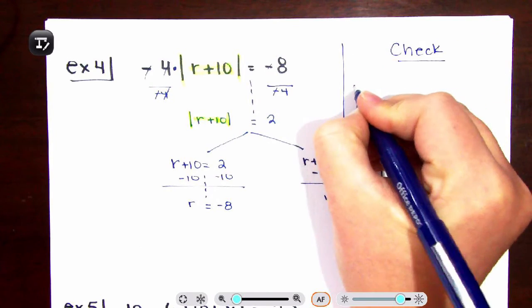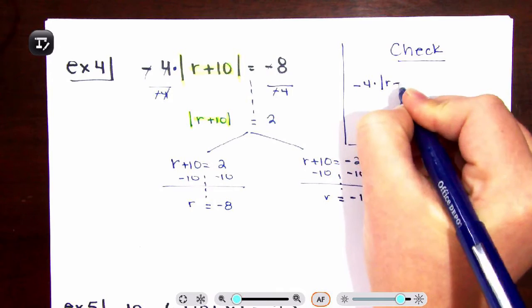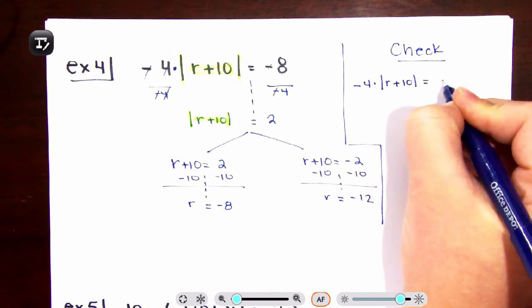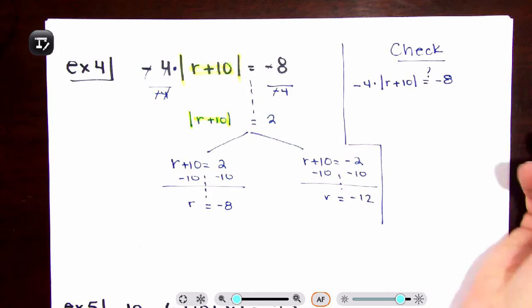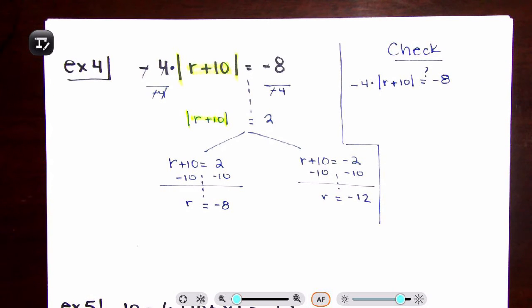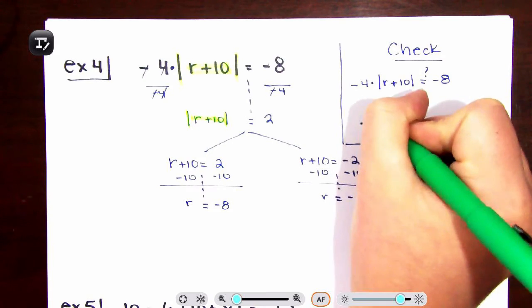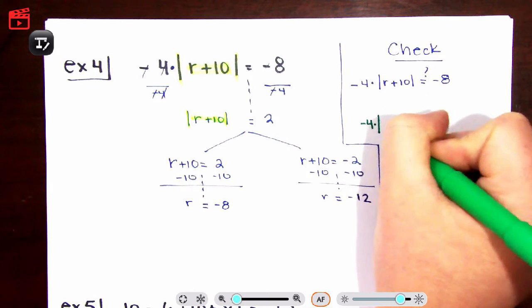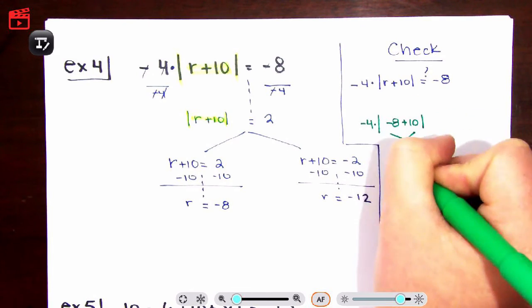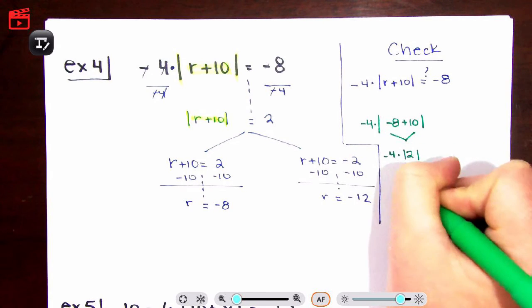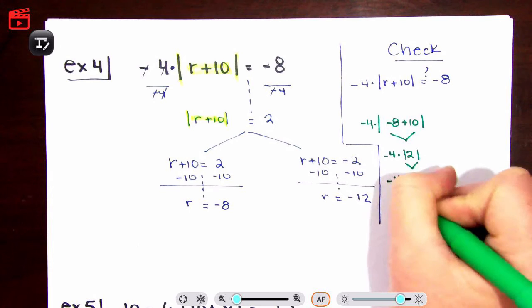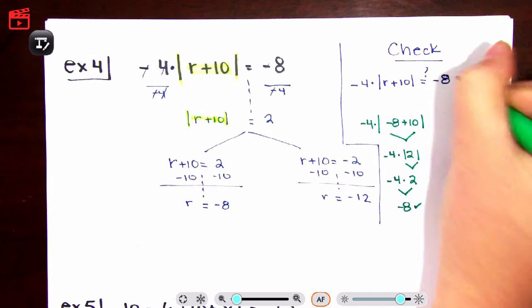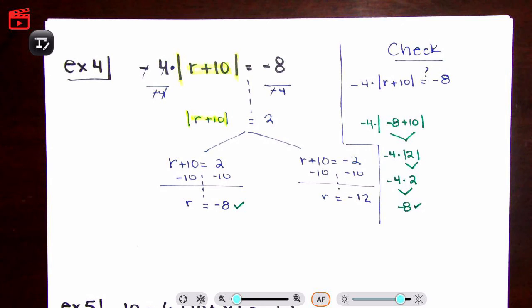So I have negative 4 times the absolute value of r plus 10 is equal to potentially negative 8. We're going to check that and see if it works out. The first one we have to try is negative 8 here. If I plug in negative 8, will it give me the answer I want? So negative 4 times the absolute value of negative 8 plus 10. See what that equals to. Negative 8 plus 10 is a positive 2. Absolute value of 2 is 2. We're still having our multiplication of negative 4. Negative 4 times 2 is negative 8. That works out. It does equal negative 8. So negative 8 is one of our solutions.